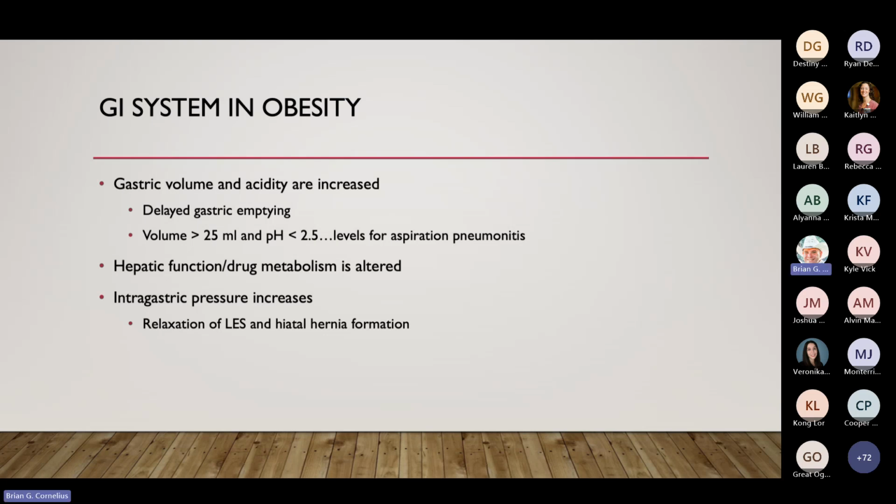It's kind of a perfect setup when you've got somebody that's already at high risk for pulmonary issues, and then you've got an increased gastric volume greater than 25 mLs, and then a decreased pH less than 2.5, for them to vomit, aspirate, and wind up with an aspiration pneumonitis.